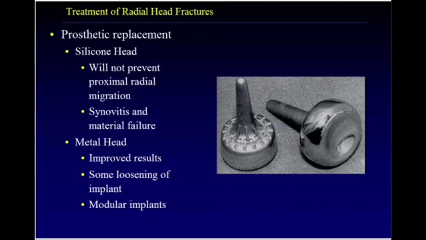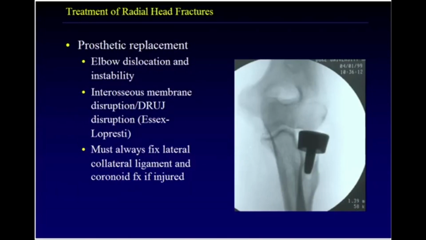You can expect that there may be some loosening. And now that we have modular implants available, the results have been even better. Prosthetic replacement of the radial head is indicated for patients where you have significant elbow dislocation and instability, and also the Essex-Lopresti lesion. And remember that you have to fix the lateral collateral ligament and the associated coronoid fracture if those injuries are present concomitantly.